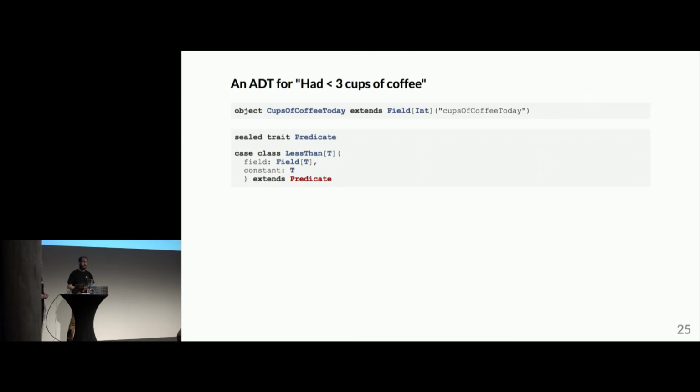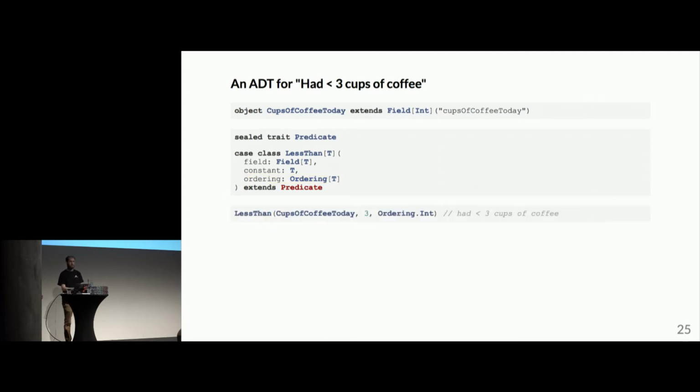And the second thing will be a constant of the same type T that we're going to compare against. Now, because T is completely unconstrained, we don't have a meaningful way of being able to tell whether one's less than or greater than the other currently. So we're also going to capture a third thing, which is an ordering of the same type T, and this will let us do that comparison.